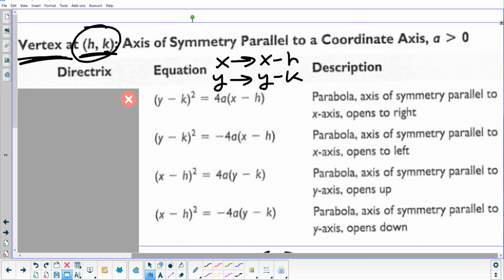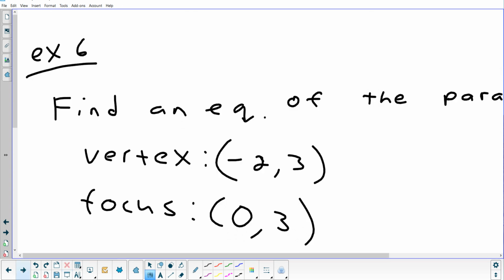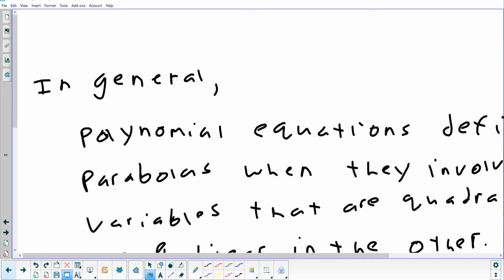So let's try an example with one of those. And then that'll be it.